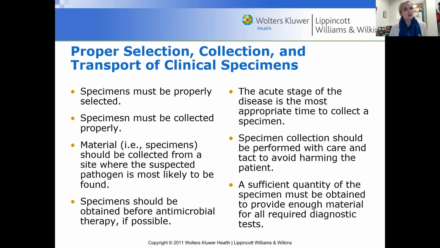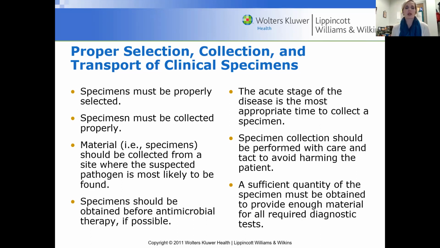So specimens must be properly selected, as I mentioned, and properly collected. Material, so the specimens, should be collected from a site where the suspected pathogen is most likely to be found. So again, in pain during urination, obviously we're going to take a urine sample for urinalysis. In the event that a patient has a wound that has now developed an infection, we're going to take a sample from that wound. So we're going to take a tissue sample or a sample of the pus that could be developing from that wound. So again, where that pathogen is probably located, that's where we're going to take these specimens.